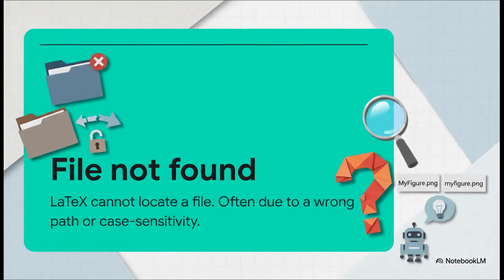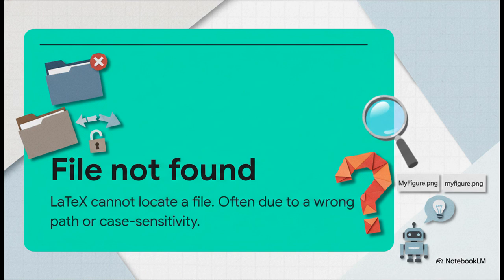Then there's the incredibly frustrating file not found error. It's like, you know the image is right there, you know your bibliography file is in the folder, but for whatever reason, LaTeX just can't see it. This usually comes down to a simple mistake in the file path or, and this one gets so many people, case sensitivity. Yep, myfigure.png with a capital M is a totally different file than myfigure.png with a lowercase m on a lot of systems.